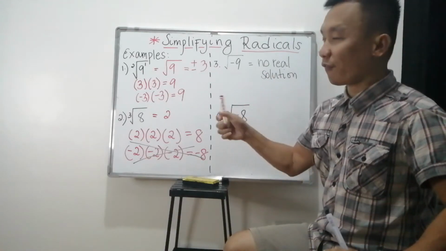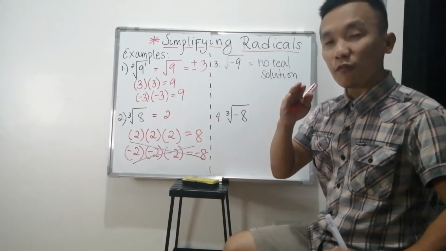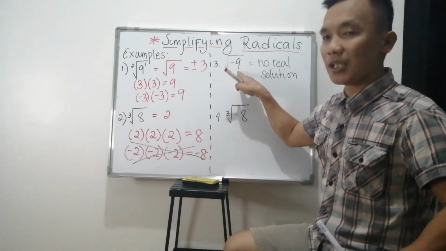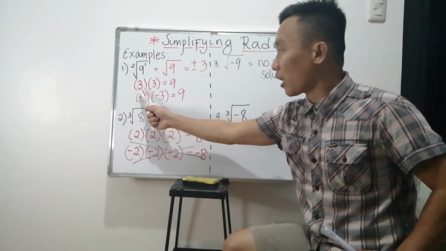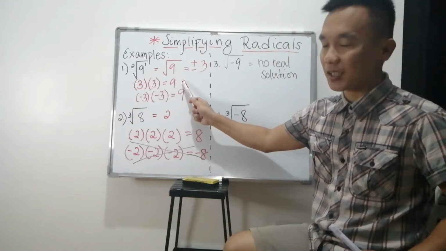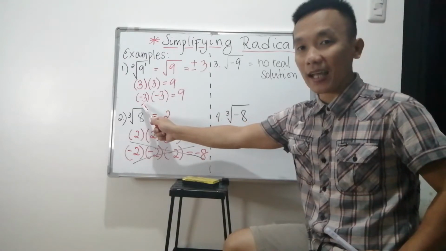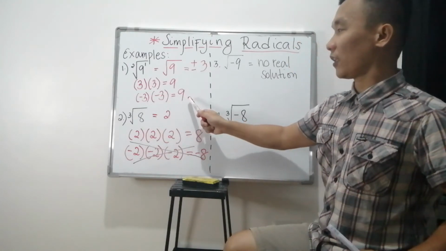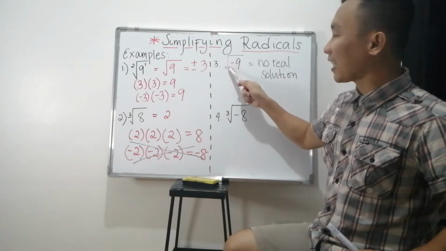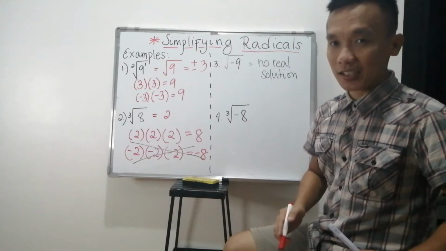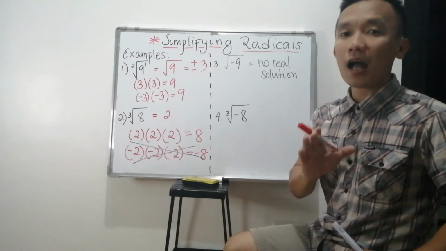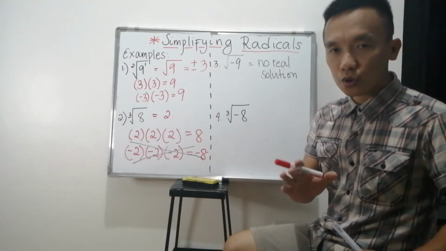Take note on our first example, we are going to find a number when it is multiplied to itself, the result is a radicand. Take note that a positive 3 times a positive 3, the answer is a positive 9. And a negative 3 times a negative 3, the answer is also a positive 9. So, we cannot generate a negative 9 answer. So, that's the reason why this one doesn't have a real solution.